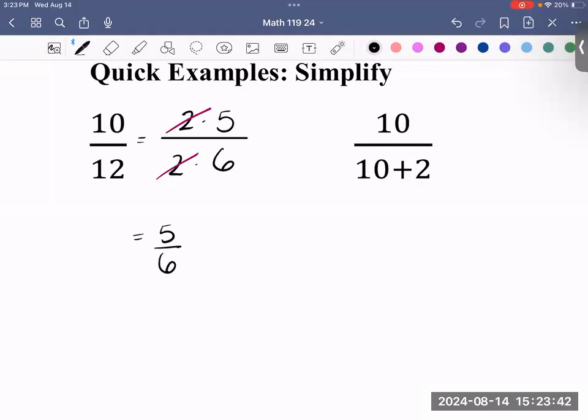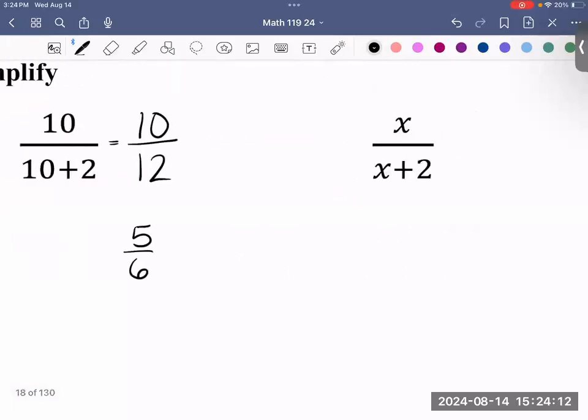Now let's try it again with your next one. Are we allowed to just cancel out these 10s? No. A lot of us will not cancel out the 10s because 10 plus 2 is a number. So 10 plus 2 will provide us with 12, and then we put it over 10. And then again, you can simplify to 5/6, and great.